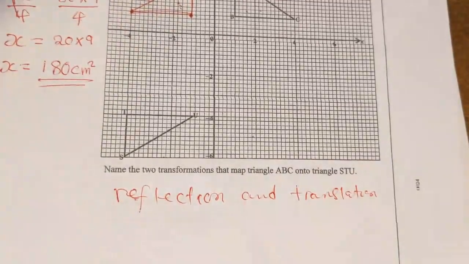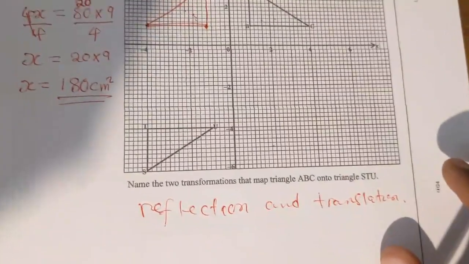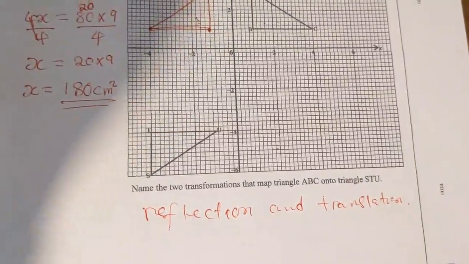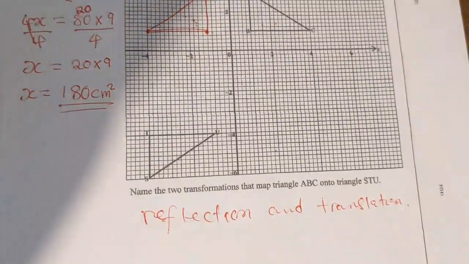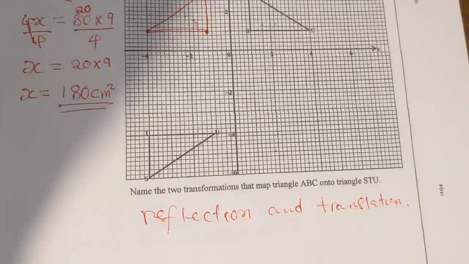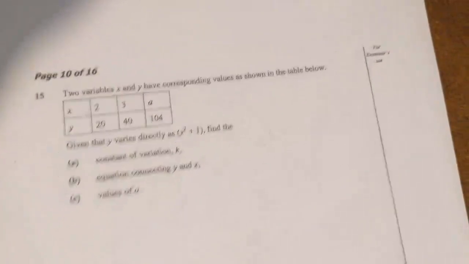This is what they wanted you to write, and these are the questions that come in paper 1. In paper 1 there is only reflection and translation. Those are the ones that come. So what you need to do is just identify them and write them. So we are done. Now coming to this one.